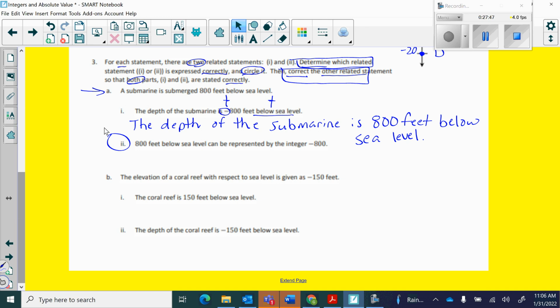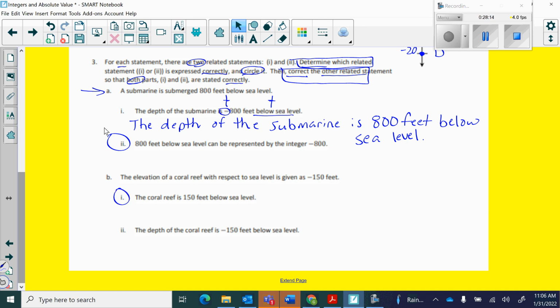The elevation of a coral reef with respect to sea level is given as negative 150 feet. 1, the coral reef is 150 feet below sea level. Or 2, the depth of the coral reef is negative 150 feet below sea level. Who thinks number 1 is correct? Who thinks number 2 is correct? Yes, number 1 is correct.